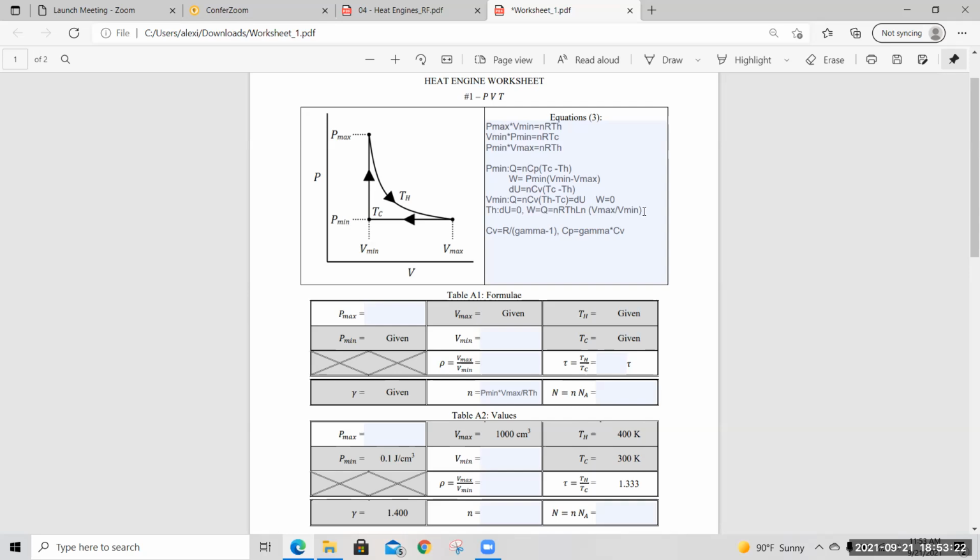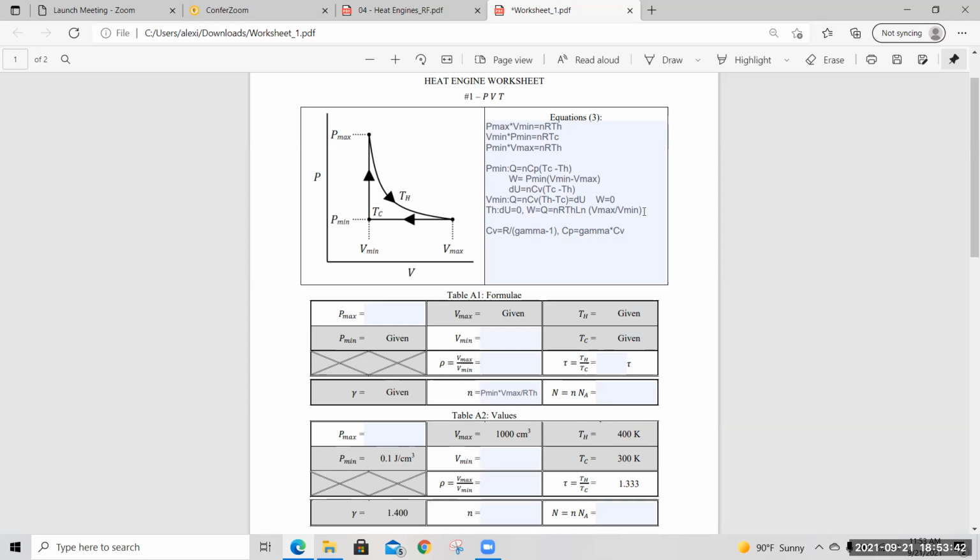And that, as we saw in lecture, is equal to n, the number of moles, times R, which is a constant, times Th, which is the temperature where this whole thing is happening, times the natural log of the ratio of the final volume, which is Vmax, divided by the initial volume, which is Vmin. So we're in good shape.